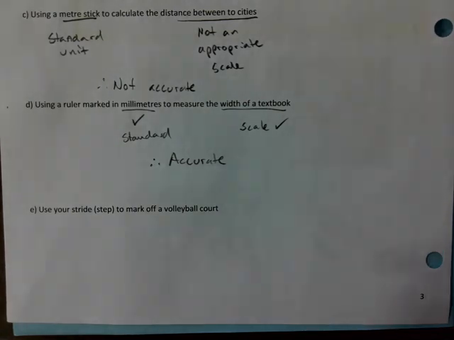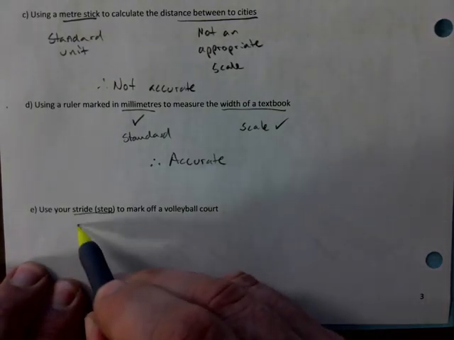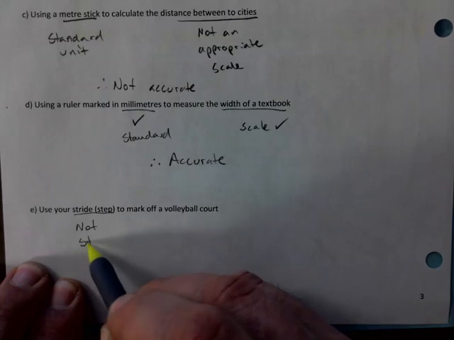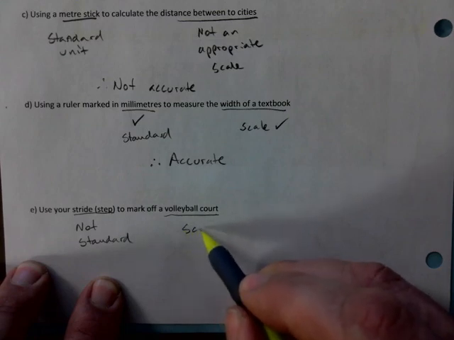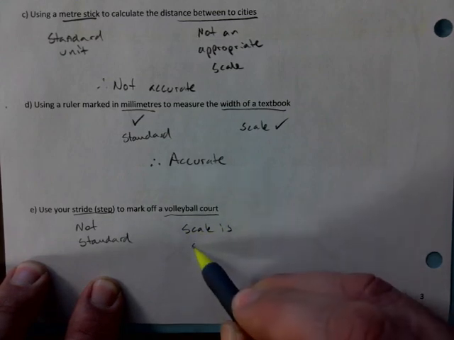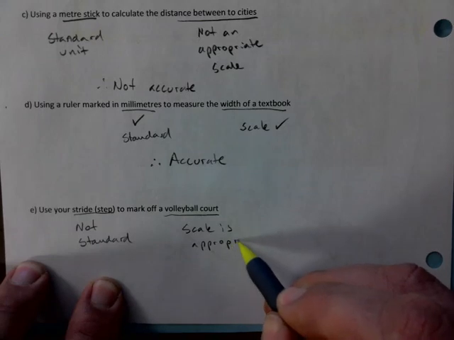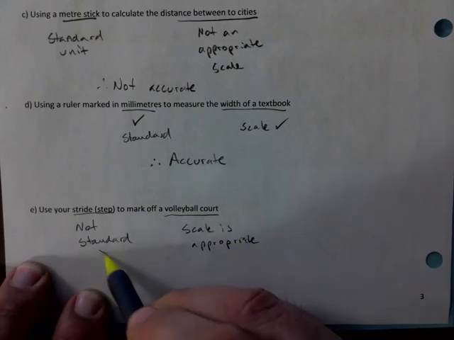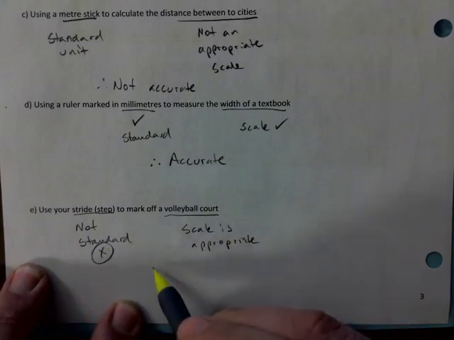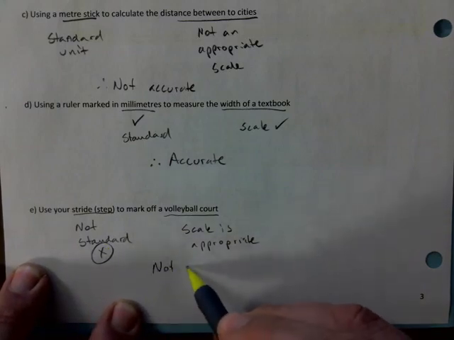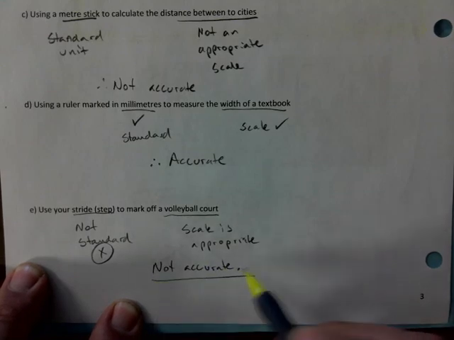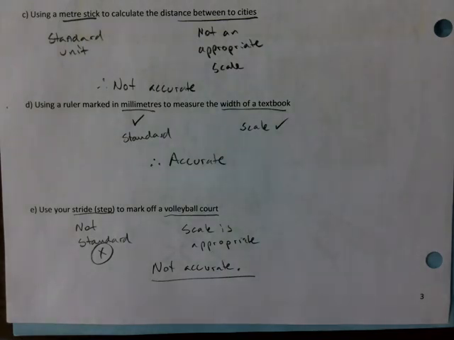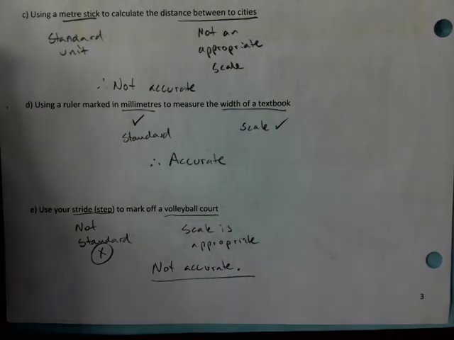Using your stride to mark off a volleyball court, I would say this is not standard. Scale is appropriate. But because this fails, not a standard unit, we would say not accurate. The measurement is not accurate because you couldn't repeat it. So for us in this particular unit, that is what we mean with accuracy.